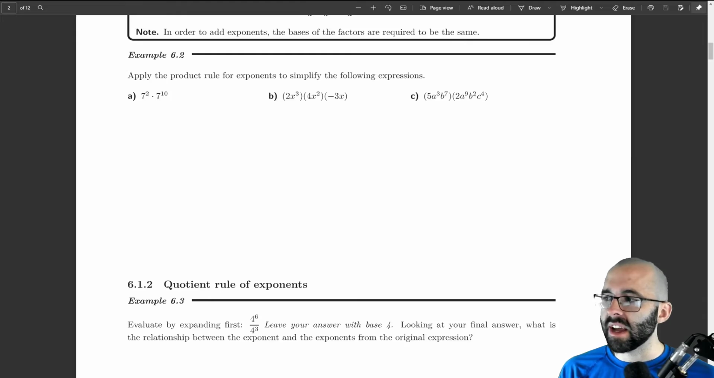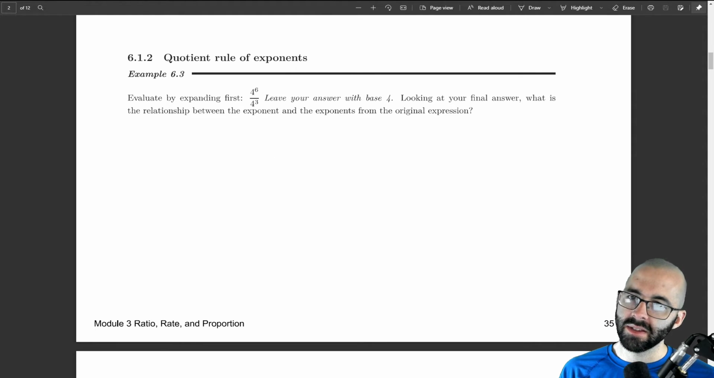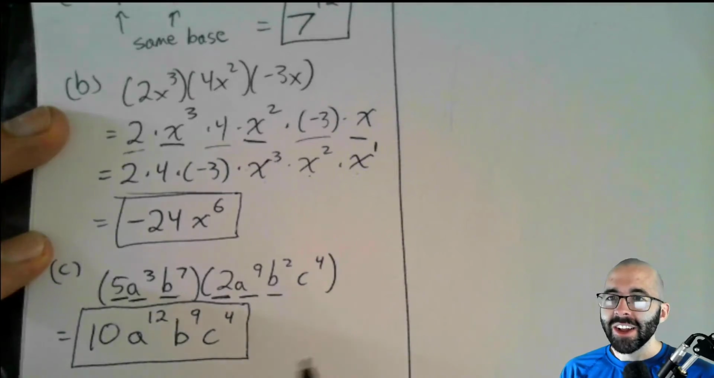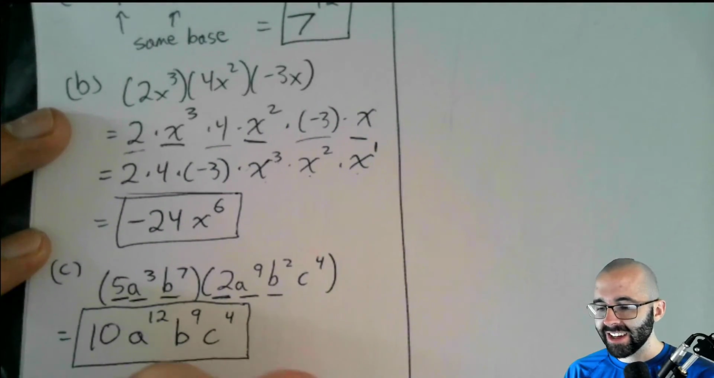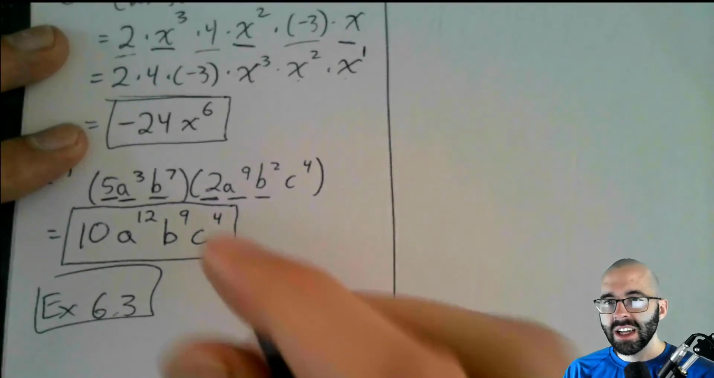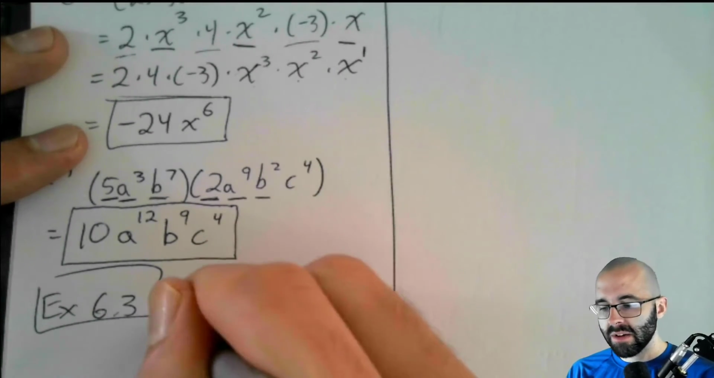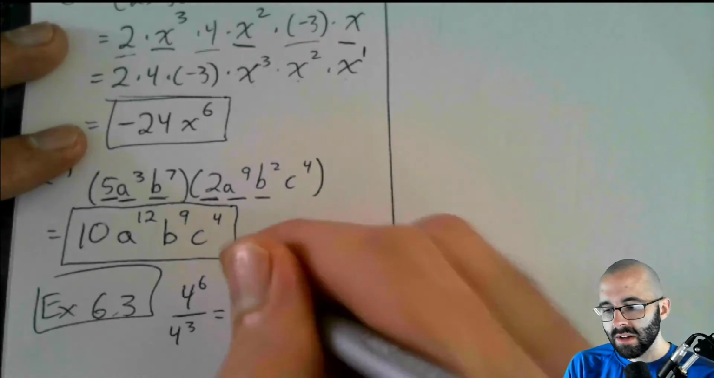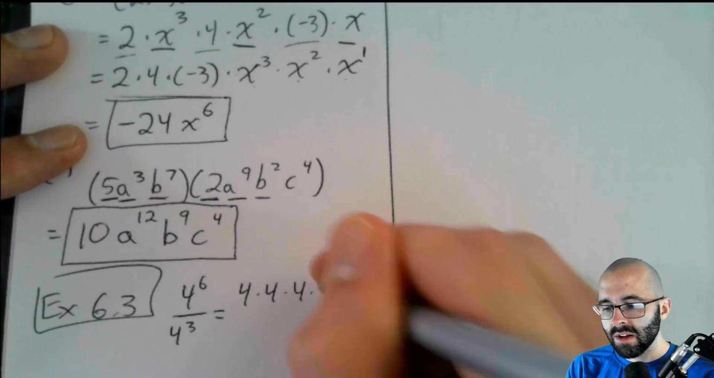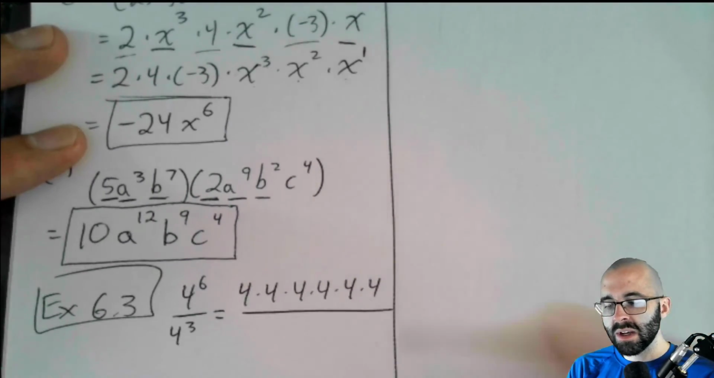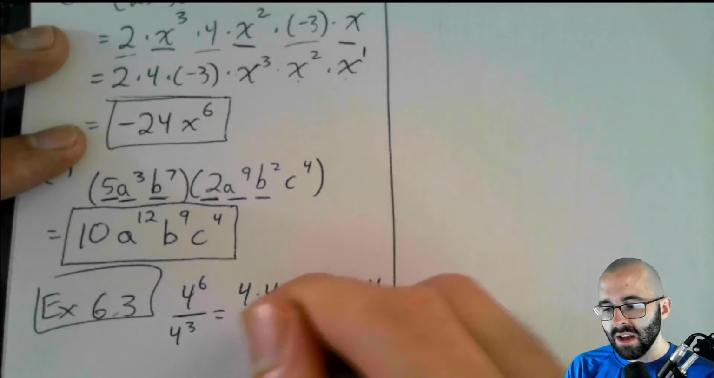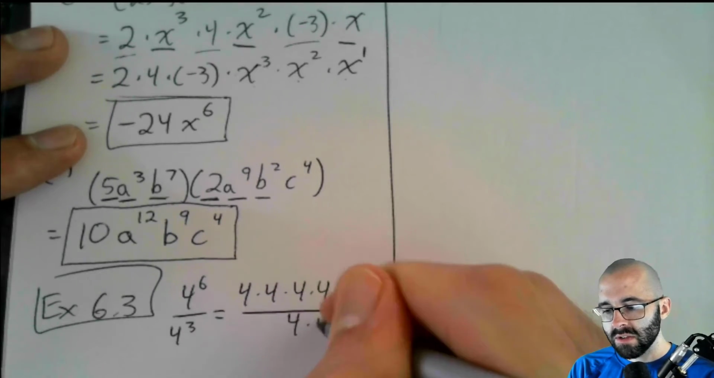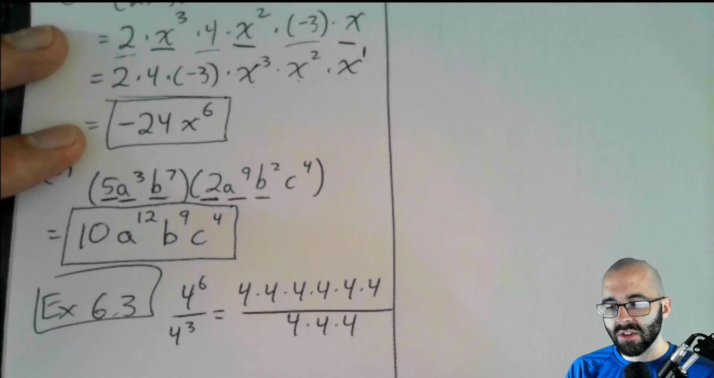So the quotient rule is next, and it's very, very similar. Let's look at example 6.3, okay? Because it's very similar. If we do that, we have 4 to the 6th divided by 4 cubed, and let's expand it out just like we did in the first example of today. 1, 2, 3, 4, 5, 6 fours being multiplied. That's the definition of 4 to the 6th. And on the bottom, we have 1, 2, 3 fours multiplied by each other.